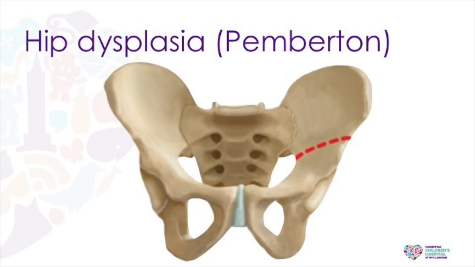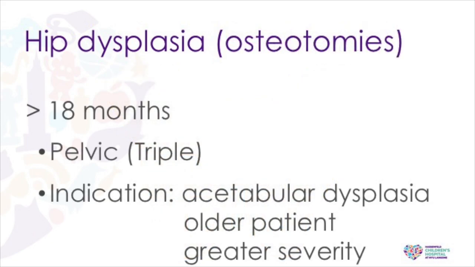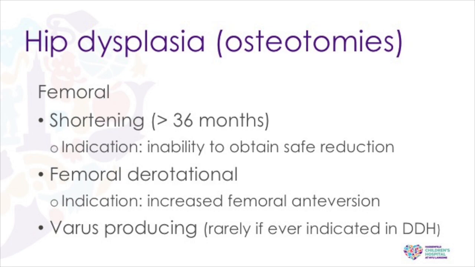Anatomically, the difference is that a Salter osteotomy cuts entirely through the iliac bone, whereas the Pemberton is an incomplete cut which hinges at the triradiate cartilage to reshape the acetabulum. The indications for a triple pelvic osteotomy remain the same, acetabular dysplasia, but typically in older patients with more severe acetabular dysplasia. Femoral osteotomies are generally reserved for older patients.